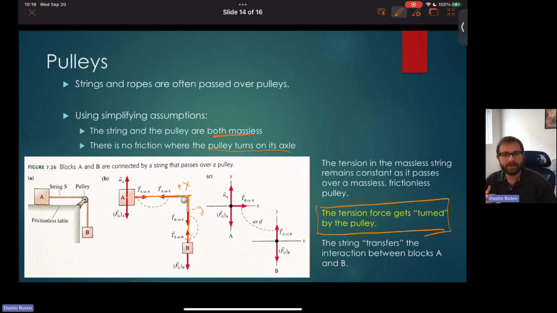Now, we've got this thing transferring these interactions. That's all it's doing. And you can see in our free body diagram of this situation with block A and block B over the pulley, they're linked. Both separate free body diagrams are linked by this equal and opposite Newton's third law idea right here, with the tension from one equaling the tension on the other.